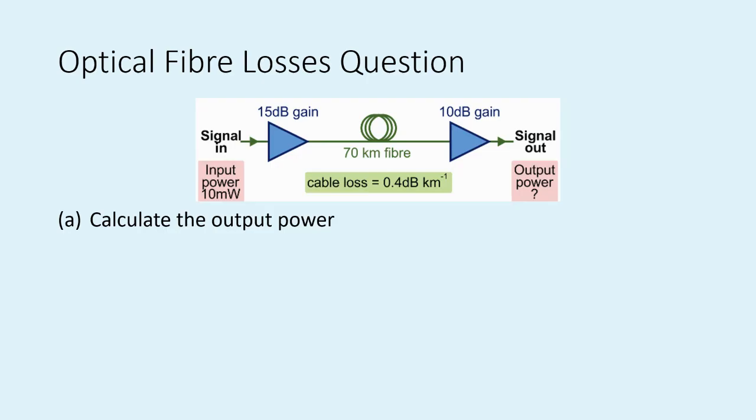Okay, let's work through this. We're gaining 15 decibels here and 10 decibels here, so those are both pluses, whereas this is a negative, this is a loss. It's 0.4 decibels per kilometre, so the first thing we're going to do is work out what that is. So that's negative 0.4 times 70, so that is negative 28 decibels.